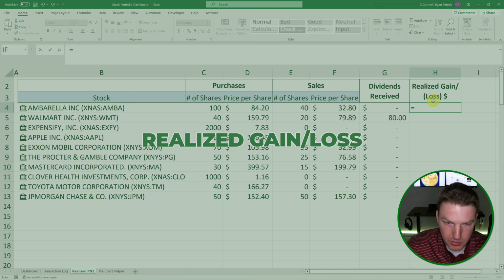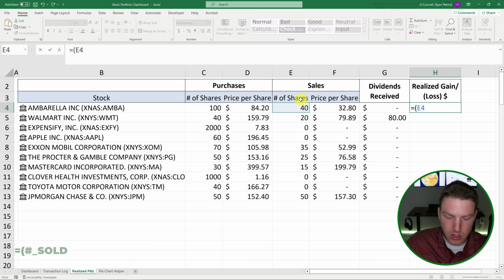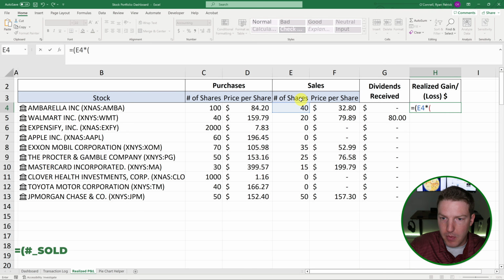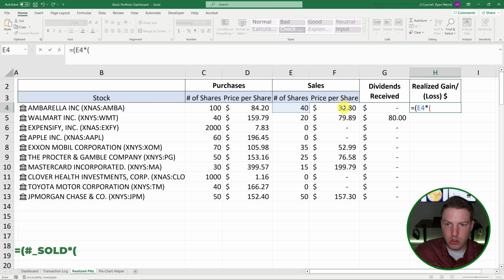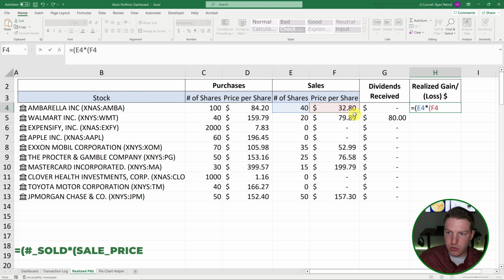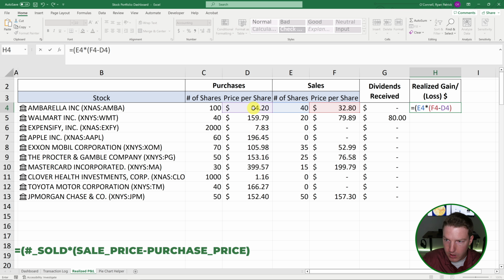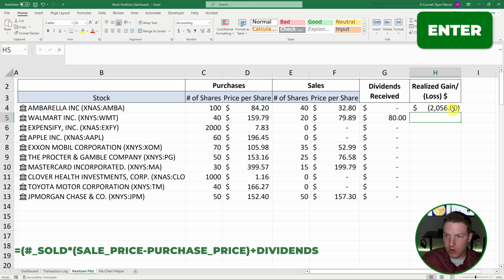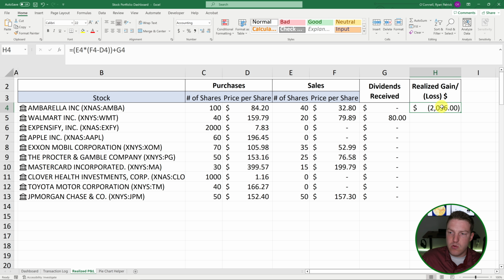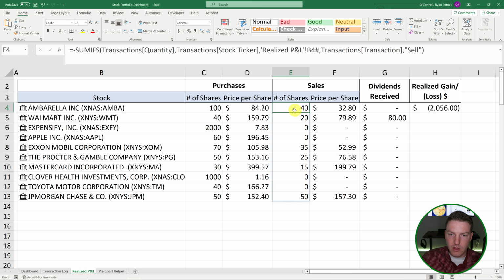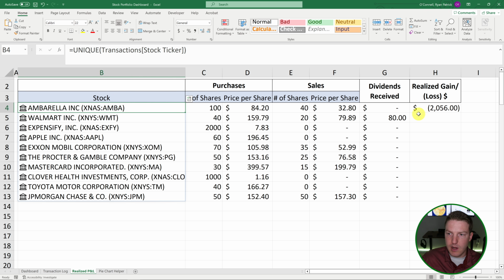And this is just going to be equal to the number of shares that we have sold multiplied by the amount that we made on each of those share sales, which is just going to be the price we sold it for, minus the price that we initially paid for it. And then we can just add how much dividends we've received to factor in those dividends and hit enter. So that tells us we lost $2,056 on the 40 shares that we sold of this stock here.